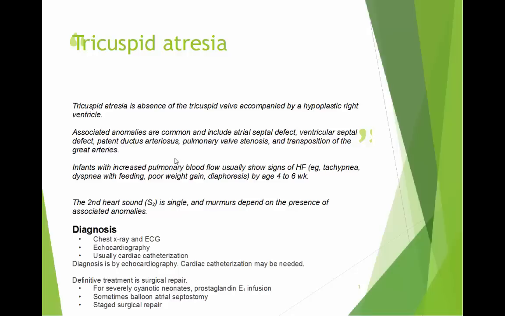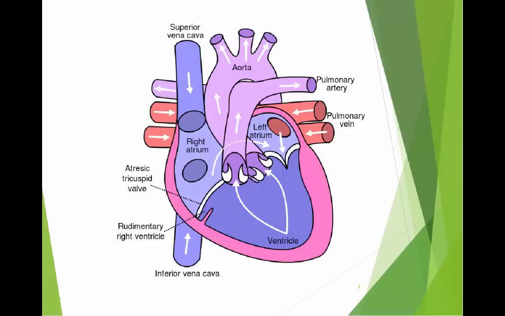So the only way for this patient to survive is, since there is no tricuspid valve at all, to have a connection between the right atrium and the left atrium, then going into the left ventricle and to the systemic circulation. Therefore, you must have either an atrial septal defect or a patent ductus arteriosus to be able to survive this defect.